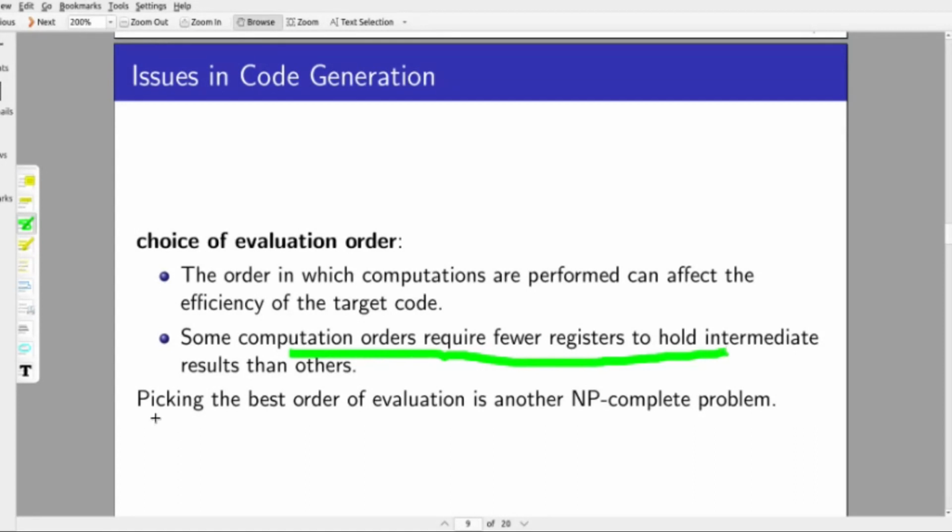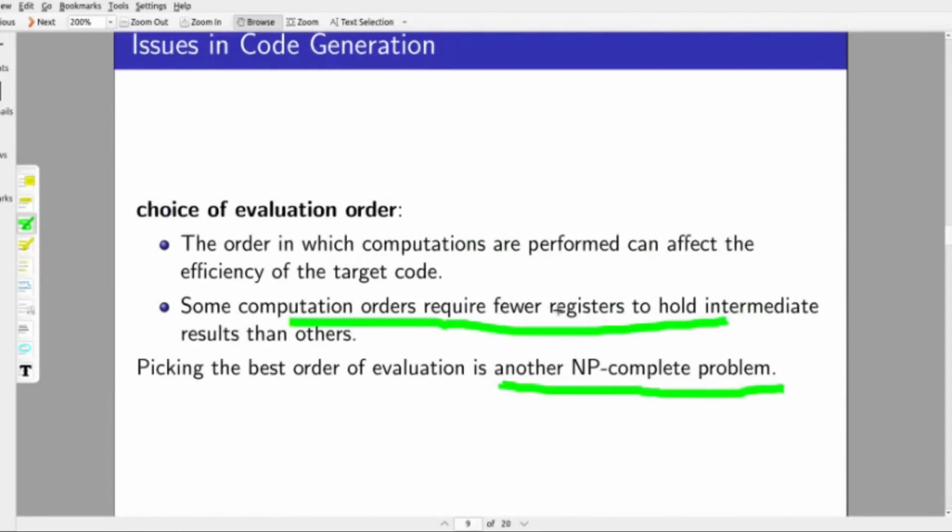This is also a very difficult problem. Picking the best order of evaluation is another NP-complete problem. So there is no polynomial-time algorithm for identifying the best order of evaluation of a given program, but choosing an appropriate order will speed up the execution. So these are the main issues related to code generation.